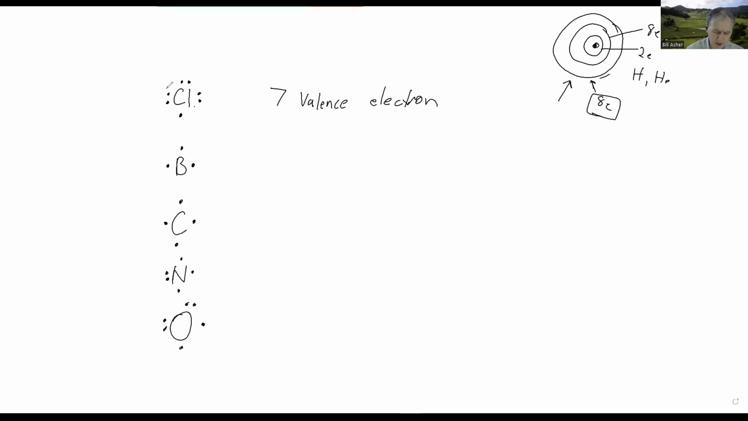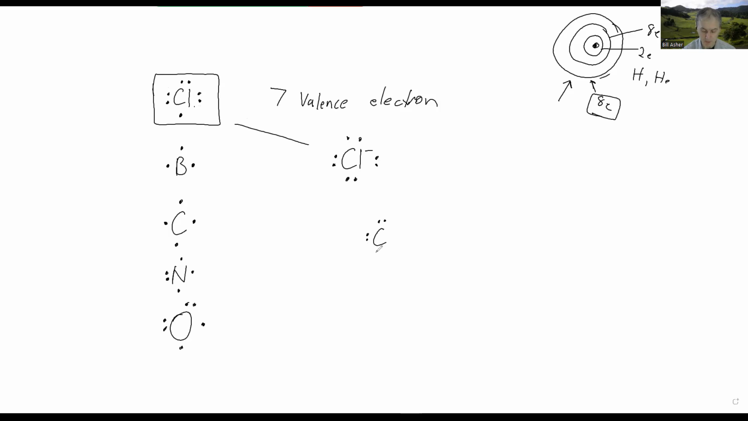Well, you can see that chlorine, which looks like this, needs 1 more electron. A chloride ion, Cl minus, would have 8 electrons around it because it took an electron from somewhere else, right? 8, right? But now look what happens if we pair 2 chlorine atoms.